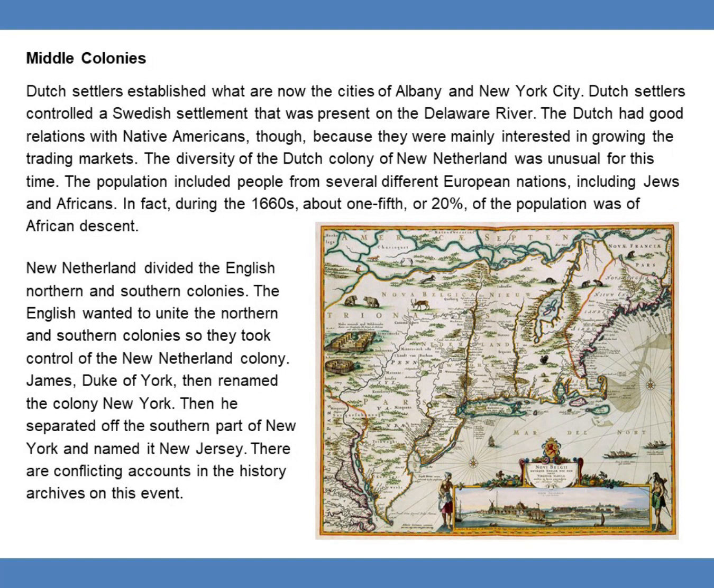New Netherland divided the English northern and southern colonies. The English wanted to unite the northern and southern colonies, so they took control of the New Netherland colony. James, Duke of York, then renamed the colony New York. Then he separated off the southern part of New York and named it New Jersey. There are conflicting accounts in the history archives on this event.